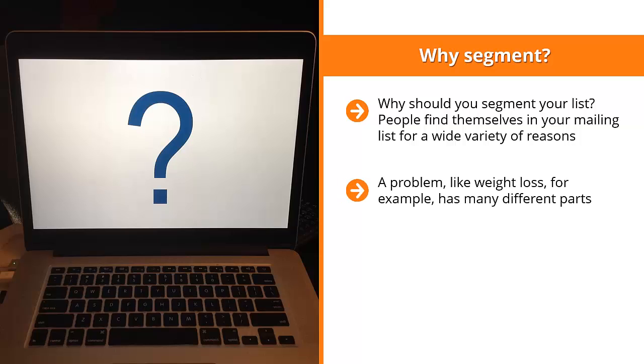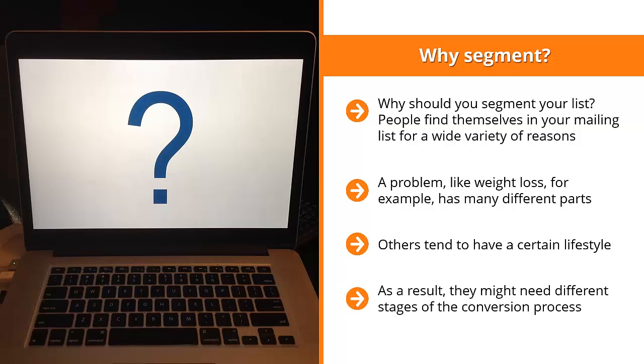A problem like weight loss, for example, has many different parts. Maybe some people are struggling with weight loss because of their metabolic rate. Other people simply eat a lot and have impulse control problems. Others tend to have a certain lifestyle. Whatever the case may be, these people agree on the common problem of weight loss. However, they may have different sub-problems they need addressed. As a result, they might need different stages of the conversion process.